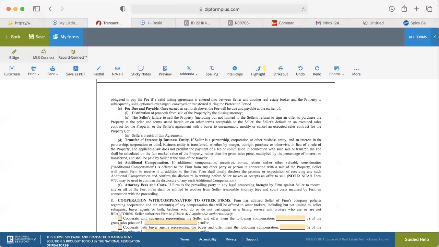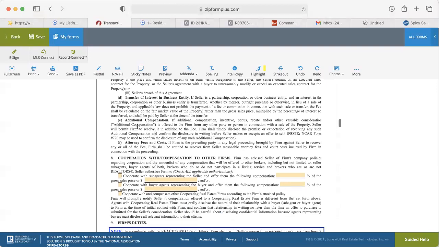D talks about transfer of interest in the business entity. So if the seller changes the name on the deed basically, and they change it from their personal name to their partnership or LLC, that doesn't necessarily pay you a commission. Maybe one of the sellers sells a portion of their interest, then that commission would be prorated based on the percentage of interest that that person is selling in the process.